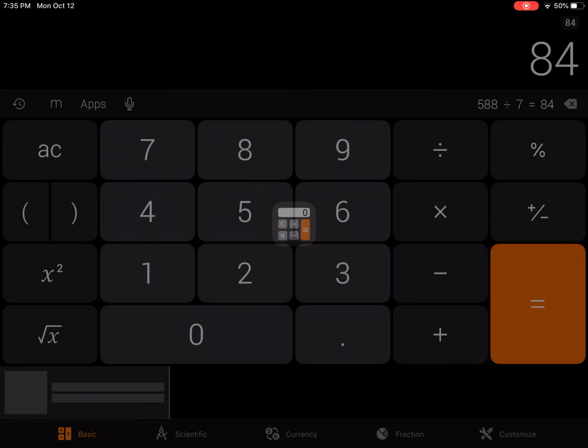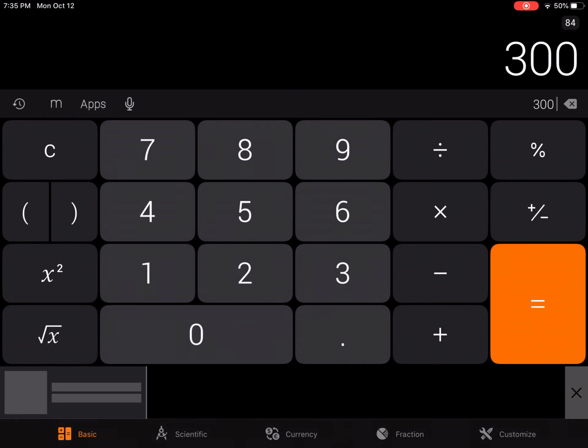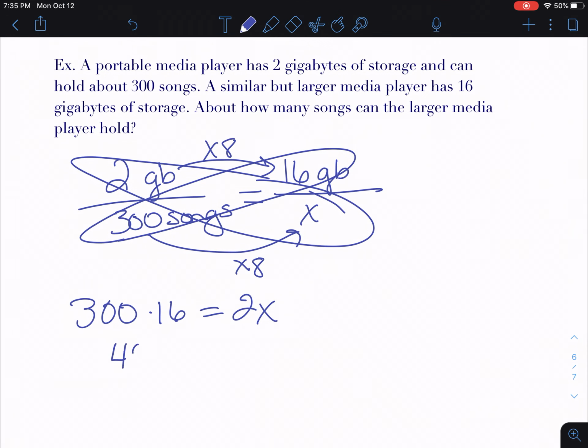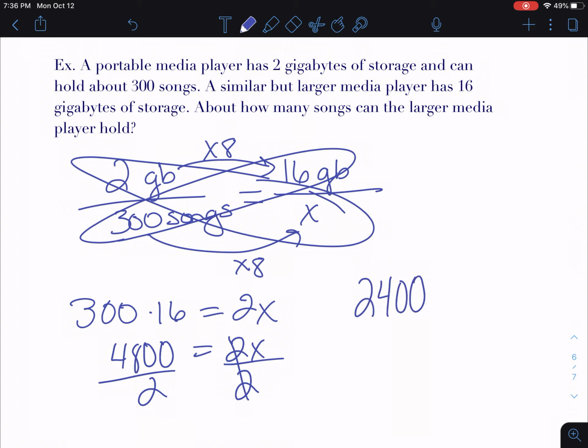So my first step would be to take 300 times 16, which gives me 4,800, and set that equal to 2 times x, and have one inverse operation to get x by itself, which leaves me with 2,400. And remembering that I am finding a number of songs, so this media player would hold about 2,400 songs.